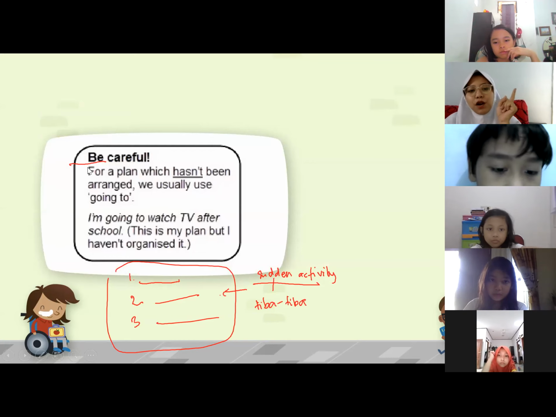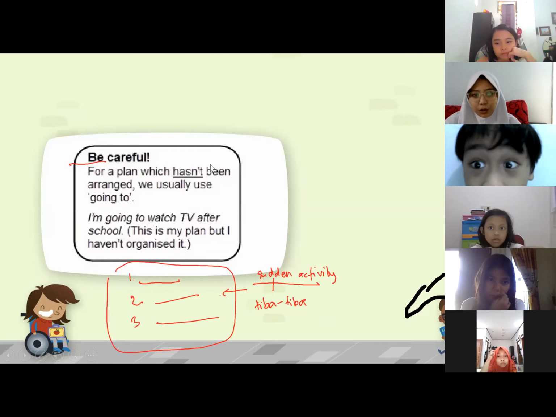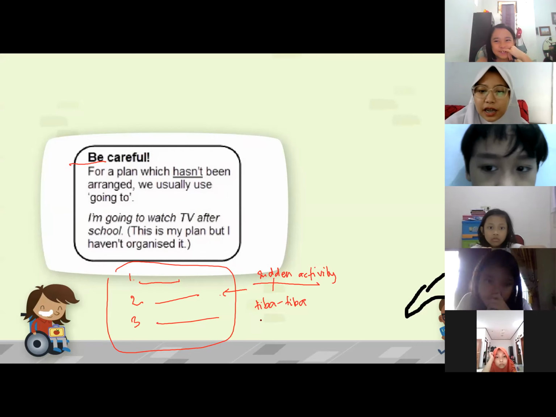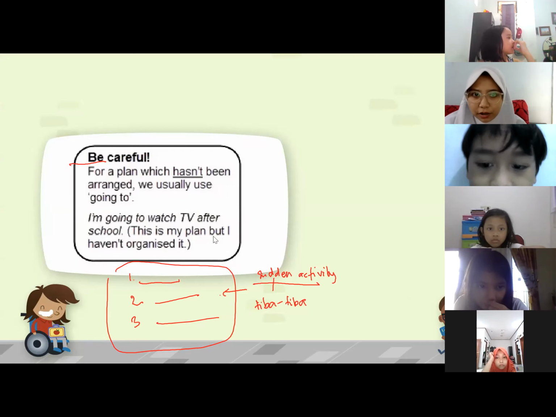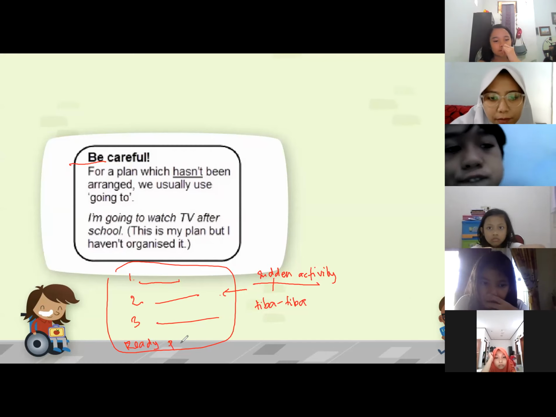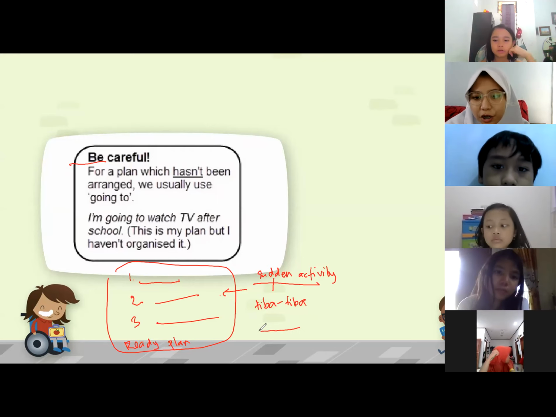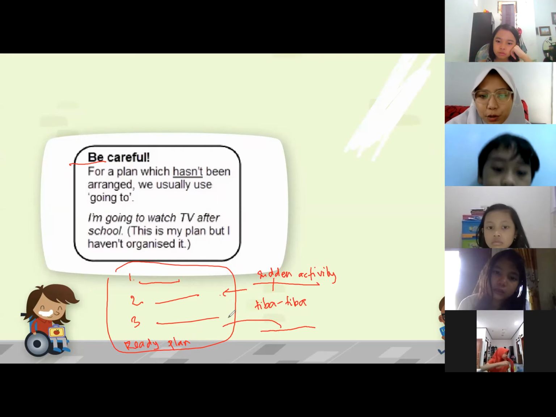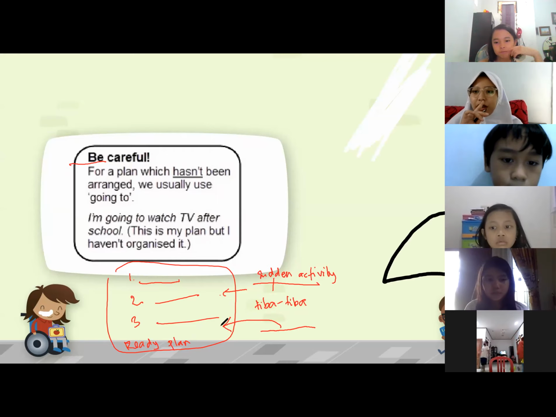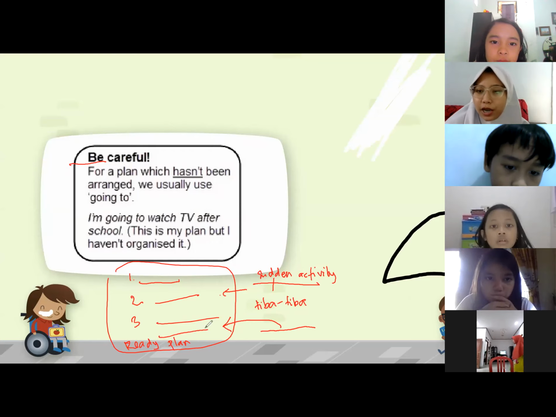Be careful, guys. For a plan which hasn't been arranged, we usually use going to. Like I said before. This is your ready plan. But this is your plan, but you don't know if you will do this or put it here or not. For example, I want to watch TV, but I need to read the book here.